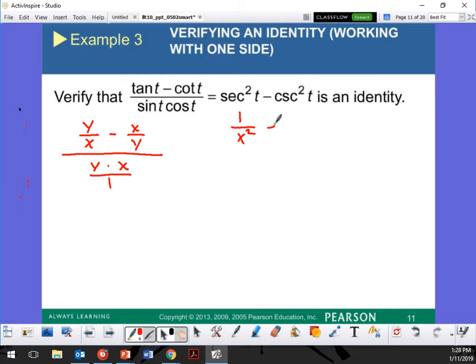Cosecant squared is 1 over y squared. Okay. All right. So these two things are going to be equal. Those are equal there.